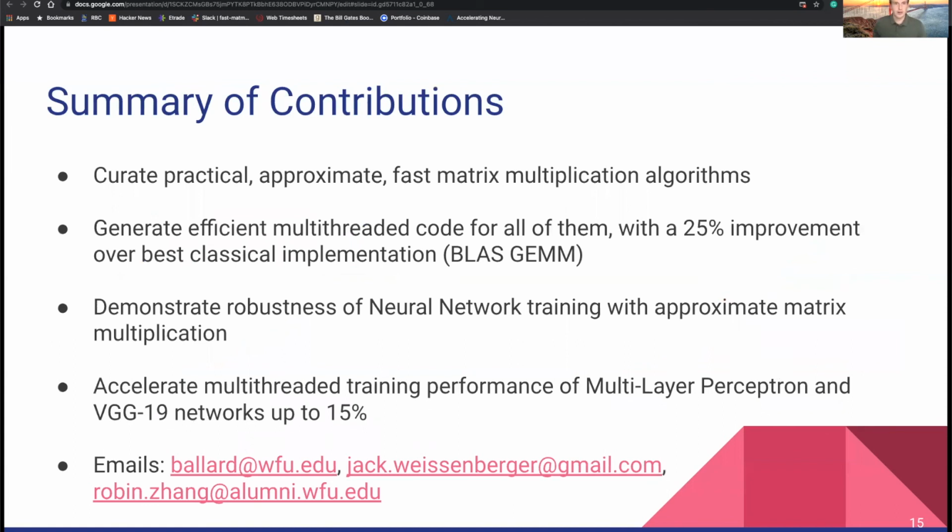To summarize our contributions, we've curated these fast matrix multiplication algorithms and generated efficient multi-threaded code for each of them, with up to 25% improvement over the best classical implementations. We demonstrated that neural networks are robust to the error introduced by these APA algorithms, and we were able to improve the training performance of the VGG19 network up to 15%.